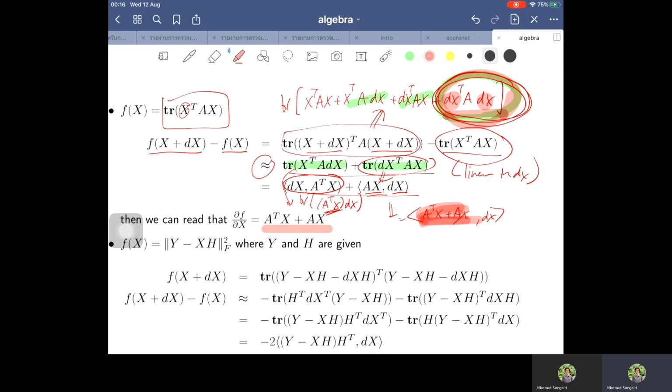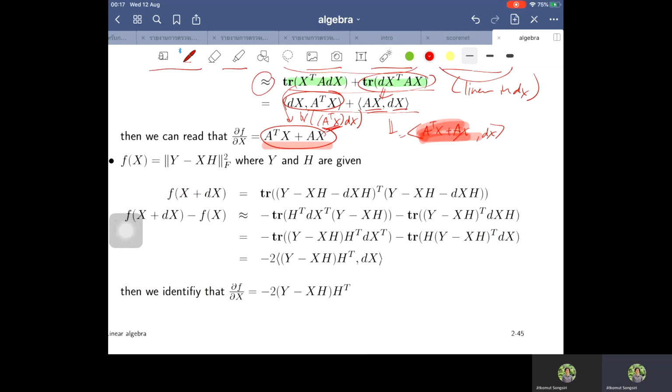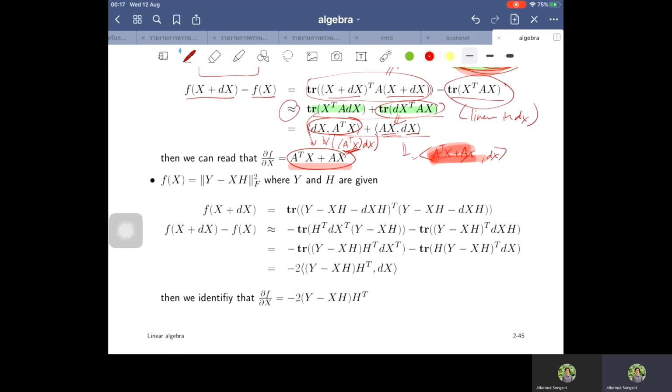Okay, makes sense? This is a quadratic function in X, so the first derivative should be linear in X. Now let's see this example.